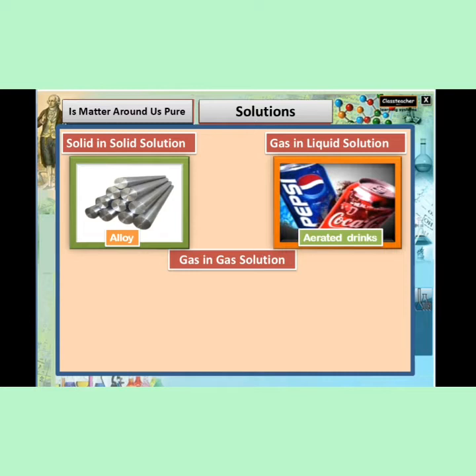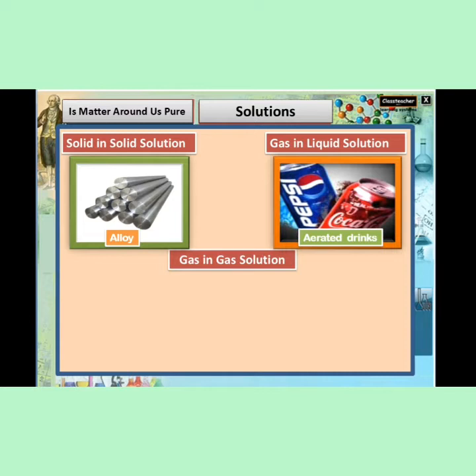Next is gas in liquid solutions. Now you always like to drink soft drinks. Soft drinks are actually aerated drinks because they contain gas in water. I mean gas in different kinds of liquid solutions. So here carbon dioxide gas is actually soluble in sweet water. That actually forms these soft drinks.